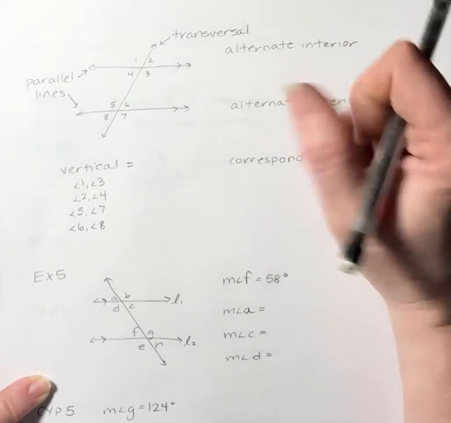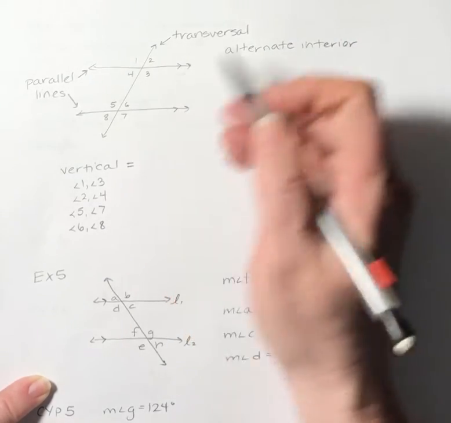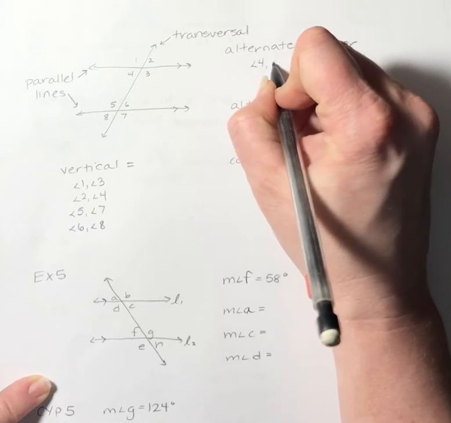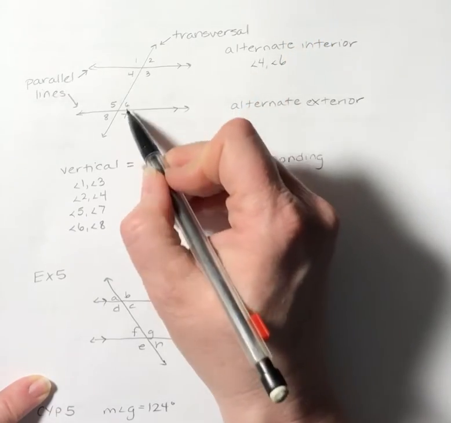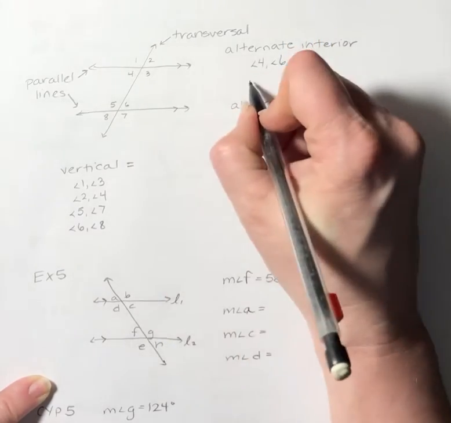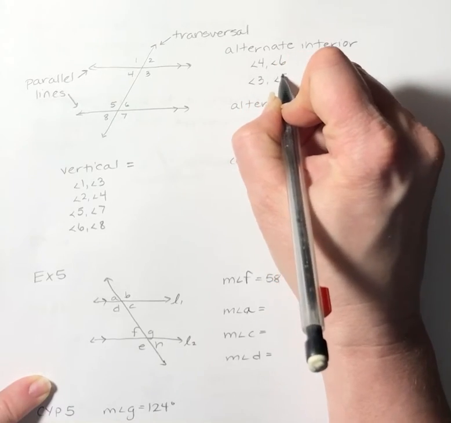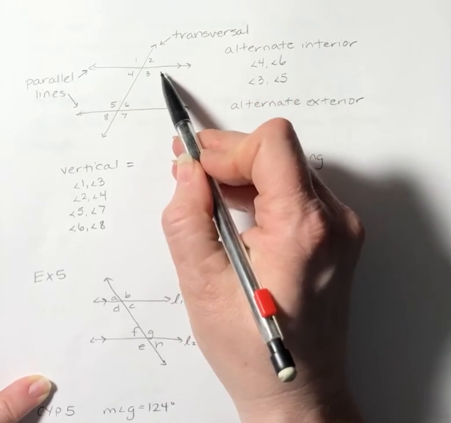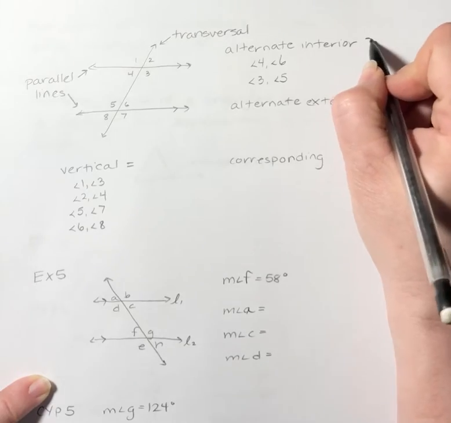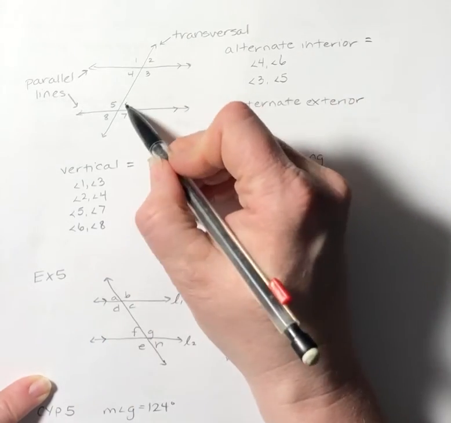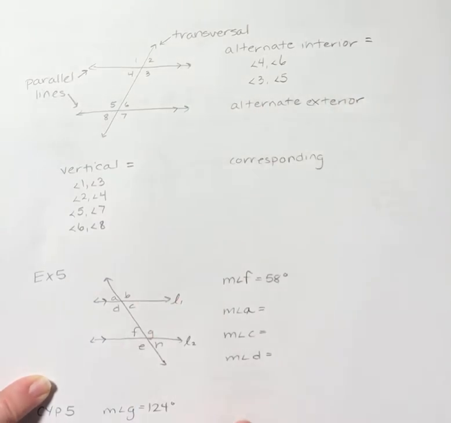So alternate interior angles, we have two pairs. We have angle 4 and angle 6, and then angle 3 and angle 5. Okay, and they are also equal. So 4 and 6 are the same, and 3 and 5 are the same.